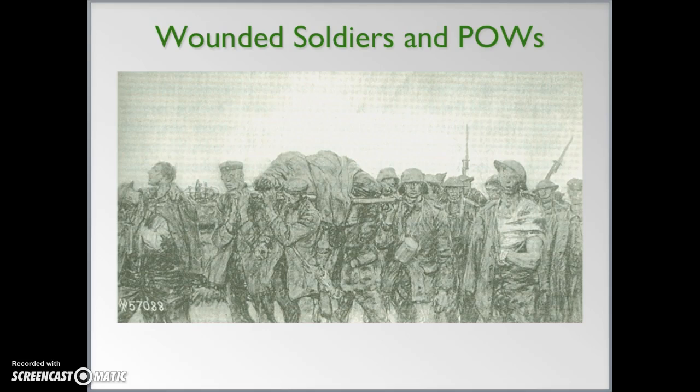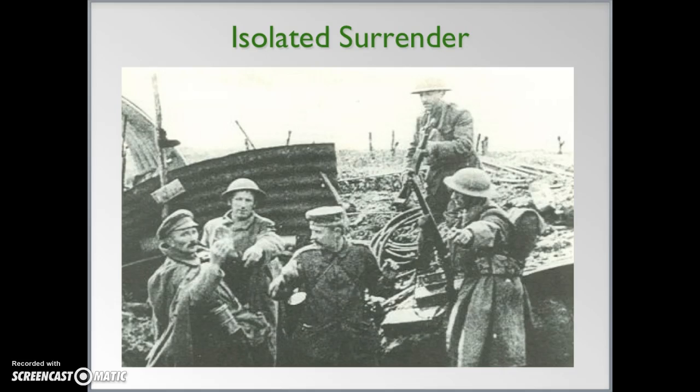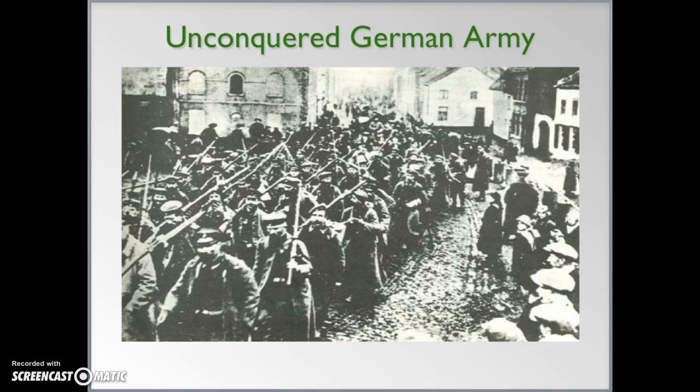We get wounded soldiers and prisoners of war. The war is over. November 11th, 1918, on the 11th hour of the 11th day of the 11th month, World War I closes. However, for the German soldiers, there's a few surrenders, but mostly they march back undefeated, and later on, Hitler is going to say that the generals stabbed them in the backs, right?